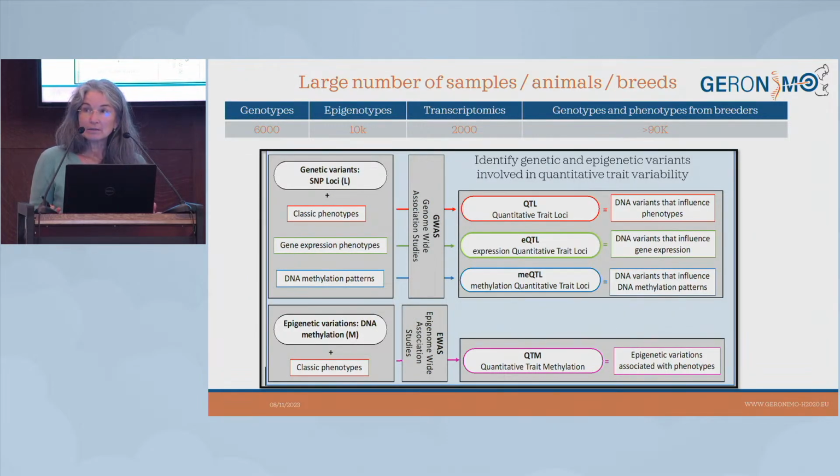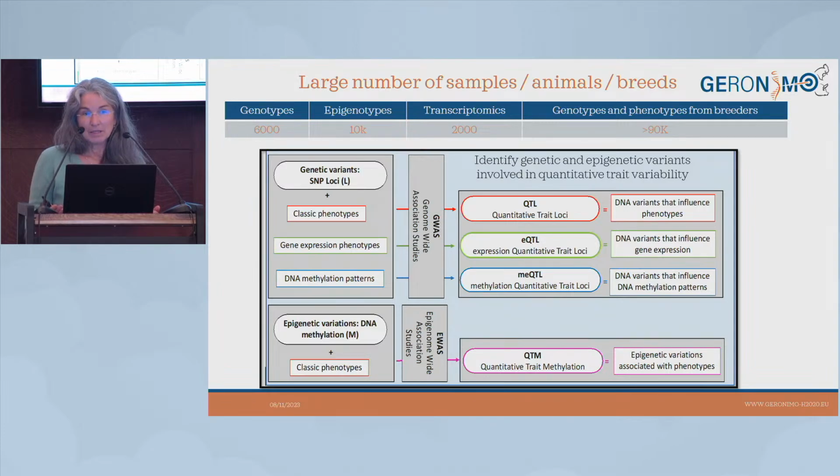And when I say a change of scale in number of animals, well, it is an ambitious project because what we will produce is around 6,000 genotypes from chicken and pig breeds. In terms of epigenotypes, so mostly methylation analysis, we are around 10,000 samples, because sometimes we repeat several tissues. Transcriptomic, we are around 2,000 RNA-seq data, and the collaboration with several private breeding companies allows us to have access to more than 90,000 genotypes and phenotypes.